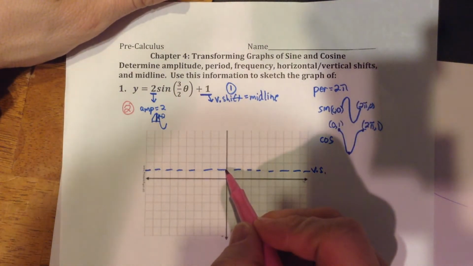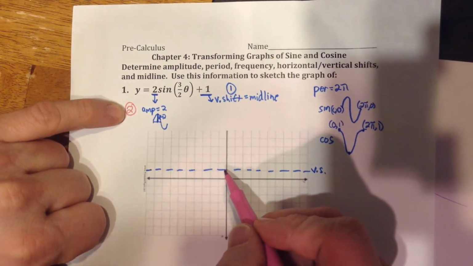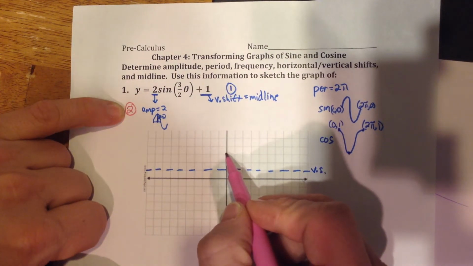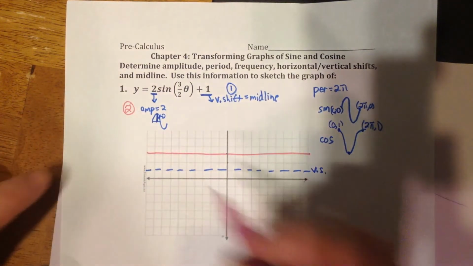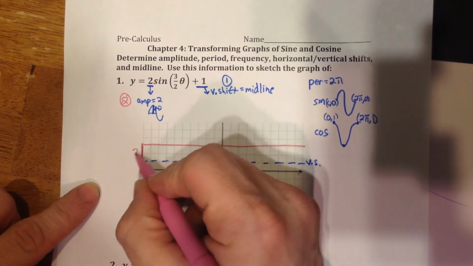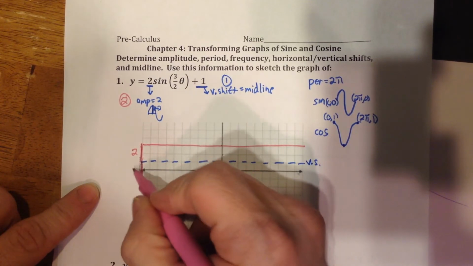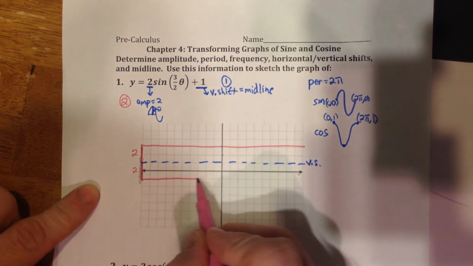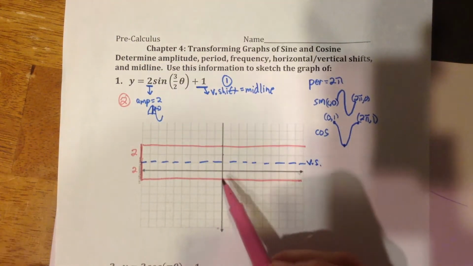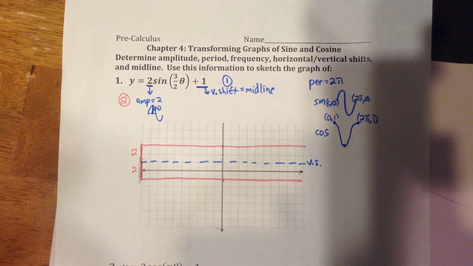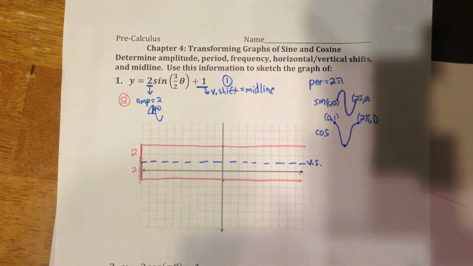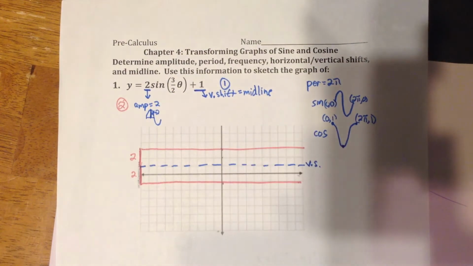So if we're centered at 1, 2 units away from 1 is going to be 3 and -1. That's your amplitude. That means the distance from here to here is 2, and the distance from here to here will also be 2. So your graph will be anywhere between -1 and 3 units high. Take a look at that. Those are the first two things, and that really gives you a little bit of a boundary of where you can put everything.